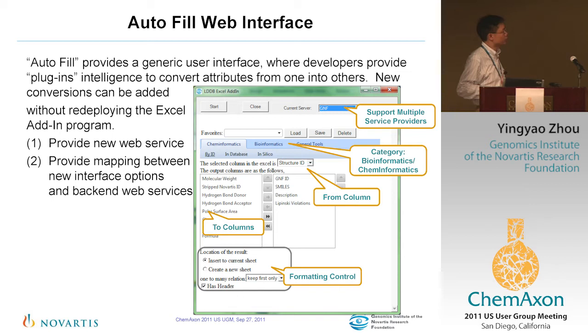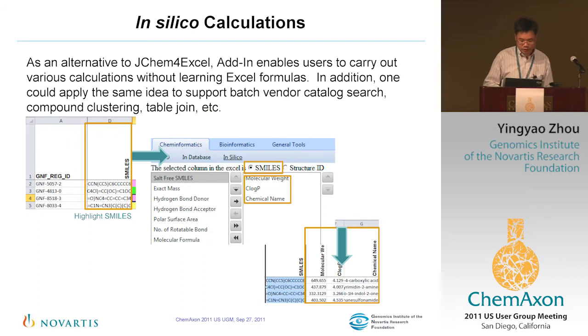So the end user just goes there and tells the add-in, I want to convert from structure ID to any of the available web attributes. Then this is a section we'll look at in a demo. It basically enables end users to tell the add-in how they want to format the result data within Excel. Then they click on the Start button and everything will work, okay? So I'm actually going to do the demo, and the next two slides are just a summarization of what I'm going to show next.